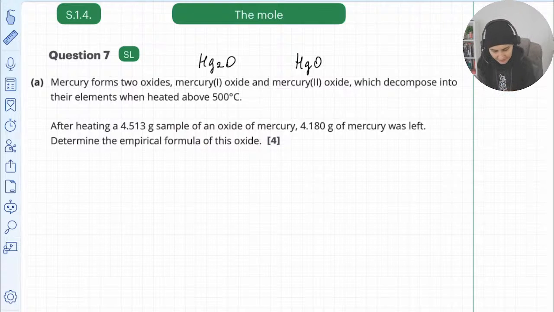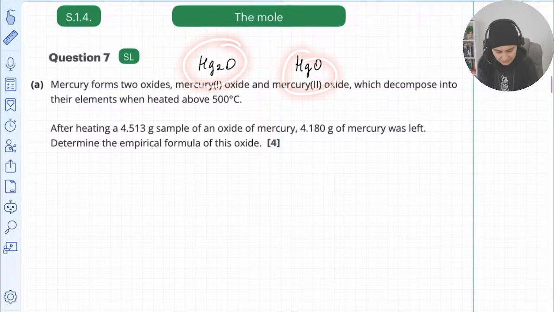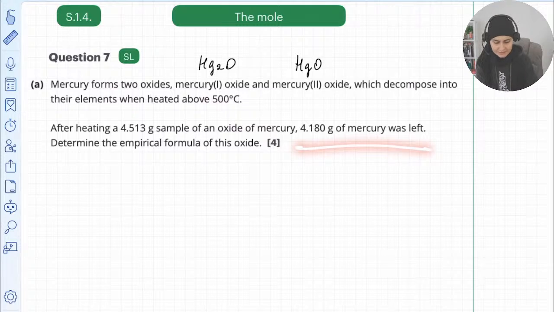After heating, we have a 4.513 gram sample of an oxide of mercury, and 4.180 grams of mercury was left. Determine the empirical formula of this oxide. So what do we know? We're heating an oxide, so either this one or that one, and when it decomposes, it forms mercury, and the rest of the mass must be oxygen, right? Because we still have our law of mass conservation.